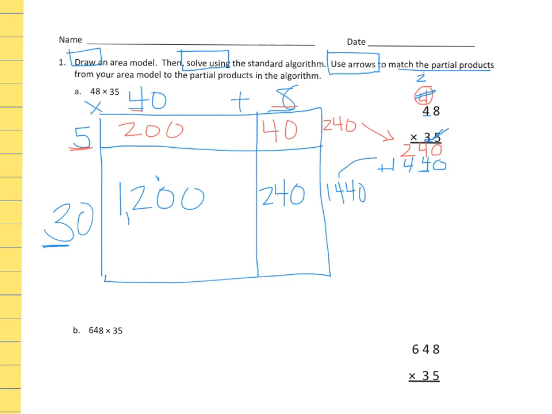I need to draw my arrow showing that they match, and I need to now find the final product by adding them all together. 0 plus 0 is 0, 4 plus 4 is 8, 2 plus 4 is 6, and 1 plus nothing is 1. So I have 1,680 as my first answer to 1A.